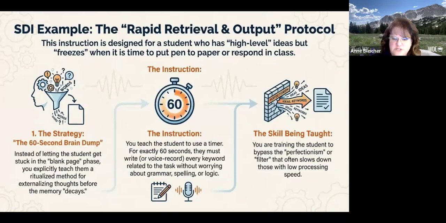And so you teach them to set a timer and use that 60 seconds to just jot down everything that's related to the task that they're about to work on. And what you're teaching them during that time is to bypass that perfectionism or filter that often slows them down with low processing speed.